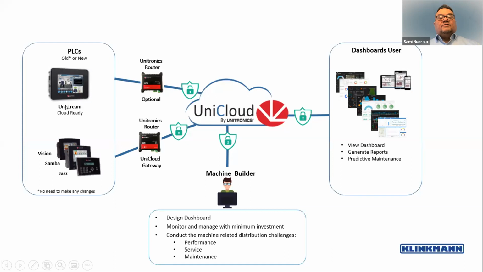So with UniStream, a router is not necessary. If you have access to internet, that's enough. And then you need to have a gate open there: port 1883 or 8883 open. So that's all. But if you are using it, the Unitronics router is opening those gates as normal.